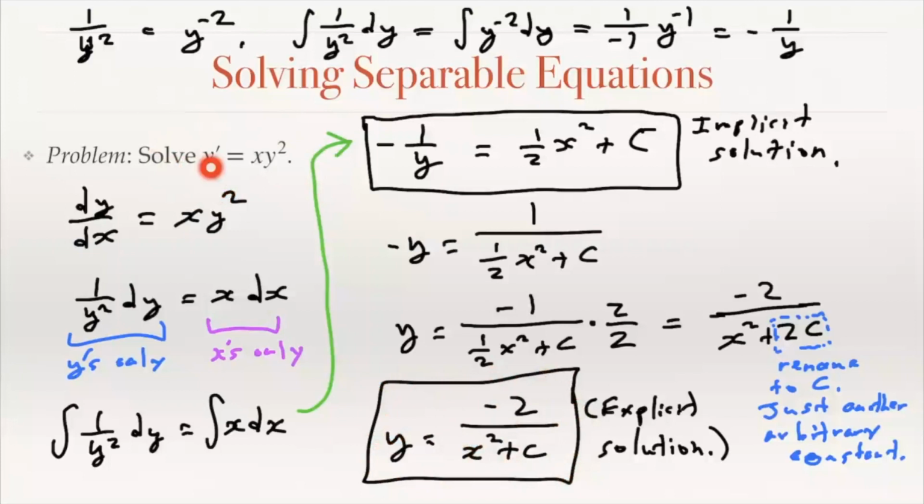So if we were given this differential equation plus an initial value, the first thing we would do is do all of this, and then we would solve for c given the initial value in exactly the same way that we did in previous lectures. But that's the general solution.